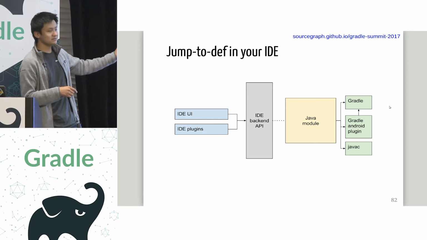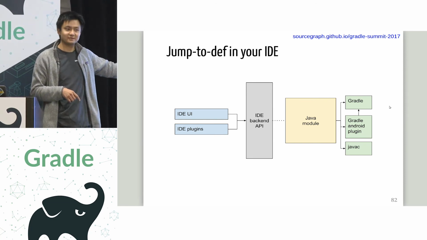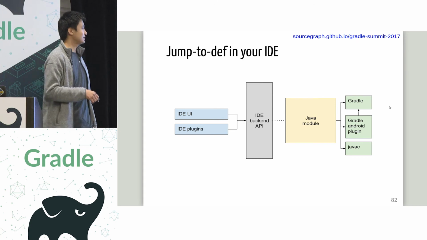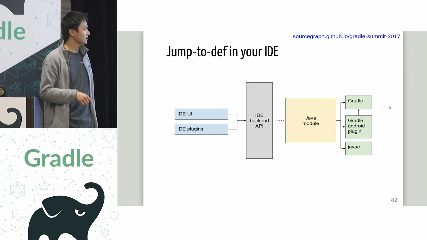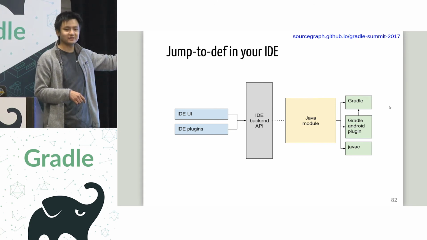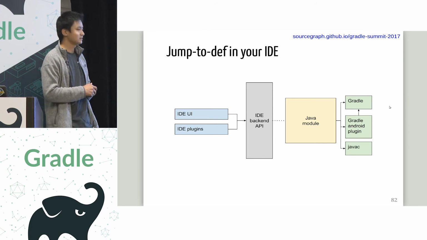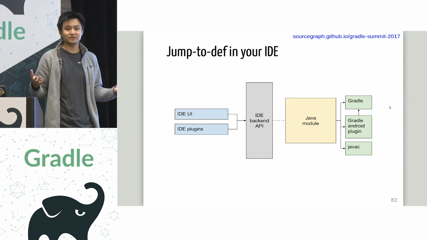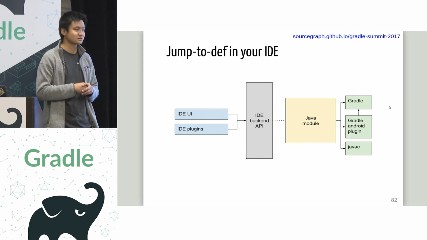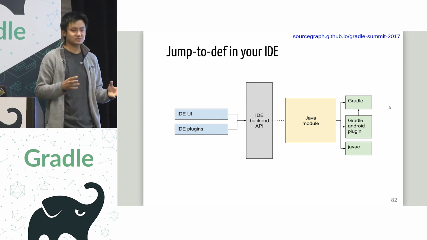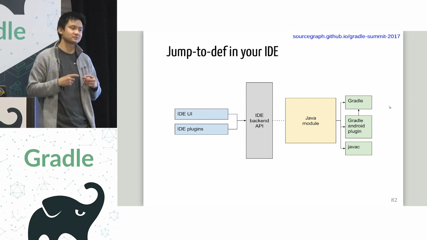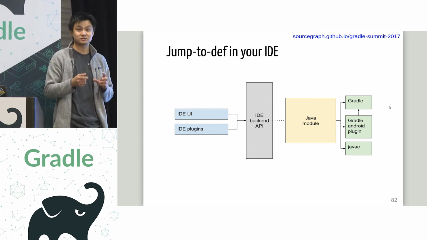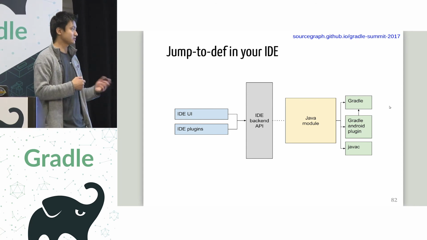But on the front end, you have the IDE UI and also the plugins that plug into it. And then there's typically some sort of API for interacting with things on the back end of the IDE. And part of that back end are language modules, semantic analyzers that invoke build systems and compilers and extract those symbols and definitions and references and make them available to the front end.